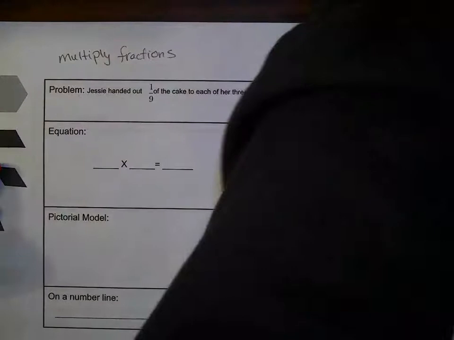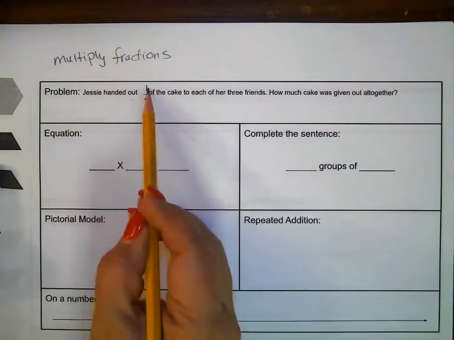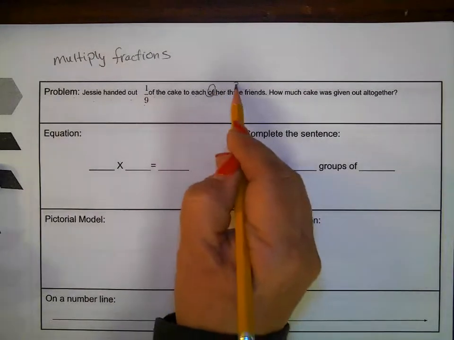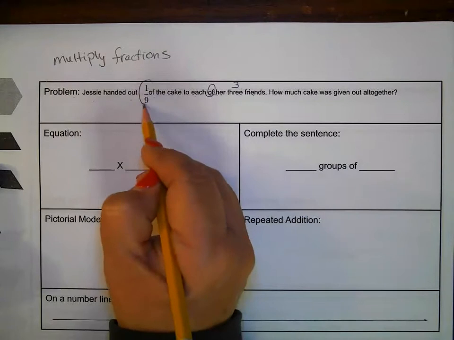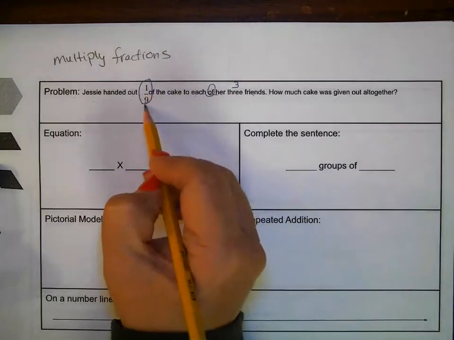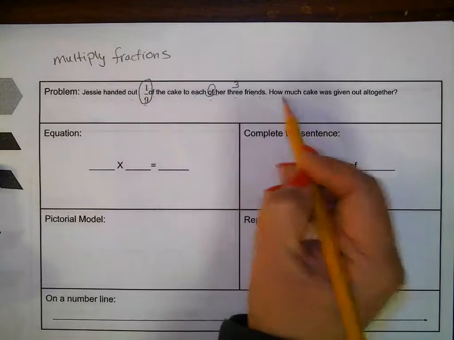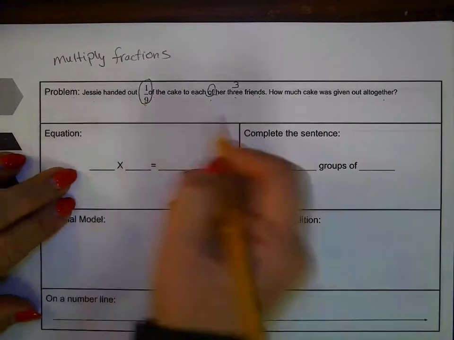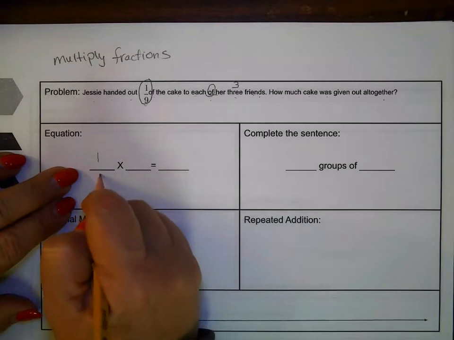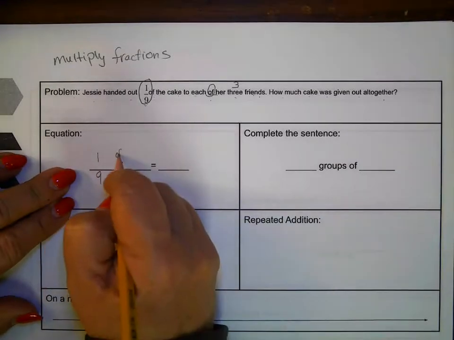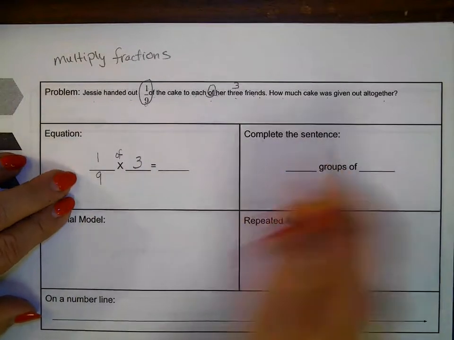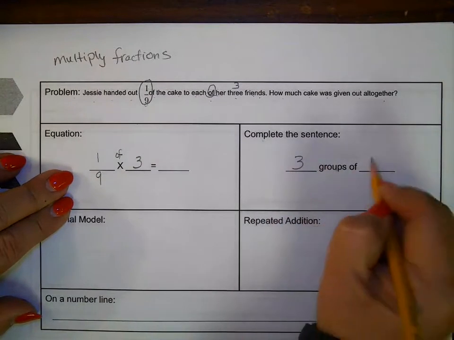So the first problem is: Jessie handed out 1/9 of the cake to each of her 3 friends. You notice that I am going to circle the 1/9 of 3 friends. How much cake was given out altogether? All right, so on this one, I know that it's going to be 1/9 times, this is of 3 friends, which means completing the sentence, there would be 3 groups of 1/9.